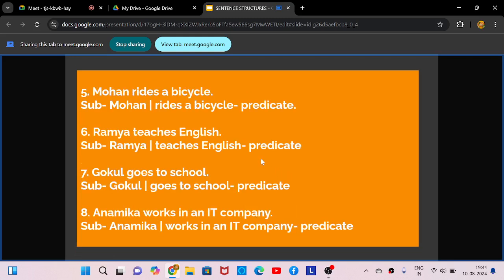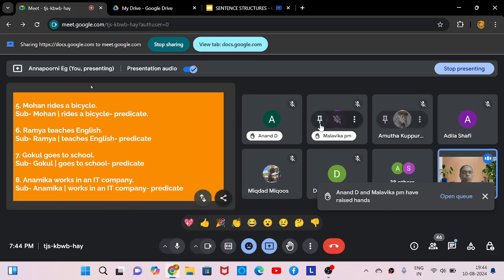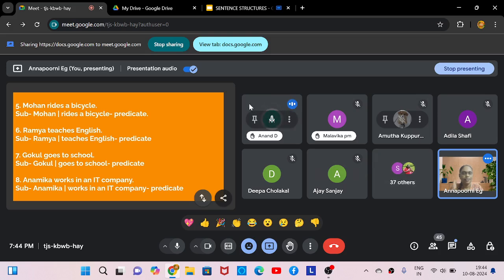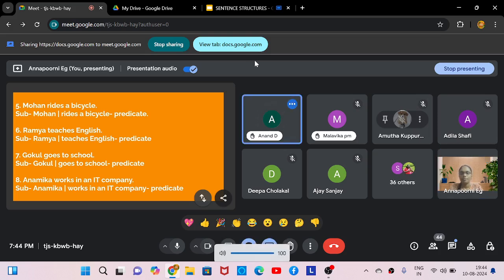Okay, now we have some more examples. Can somebody read these examples for me? Who is interested to read? Mohan rides a bicycle. Okay, you can continue. You can read what is the subject and what is the predicate. Subject Mohan, rides a bicycle is predicate.